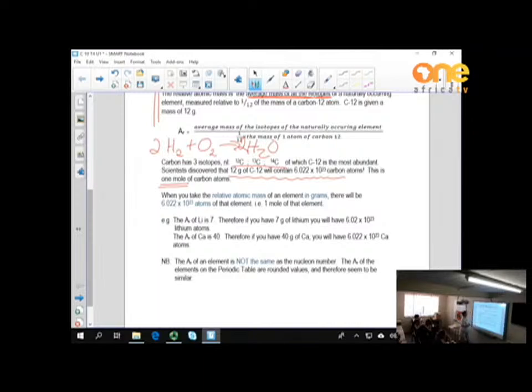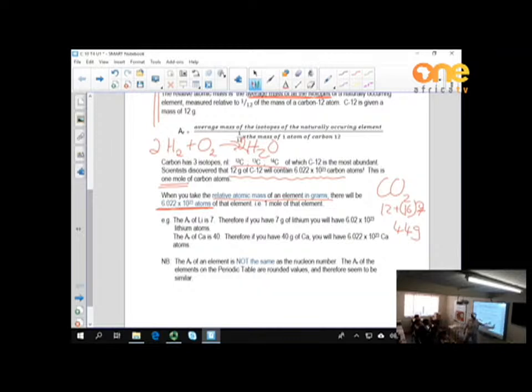Now, when you take the relative atomic mass of an element in grams, there will be 1 mole of atoms in that element. If I have a formula unit, let's say carbon dioxide, CO2, carbon has a mass of 12, oxygen has a mass of 16, and there are 2 of them, so it's 32 plus 12, which gives me 44. If I have 44 grams of carbon dioxide, how many carbon dioxide molecules will I have? 1 mole. 6,02 times 10 to the power 23.